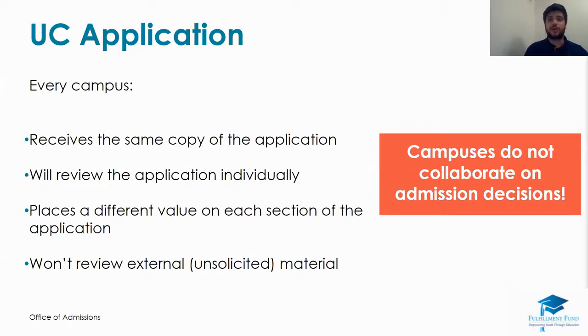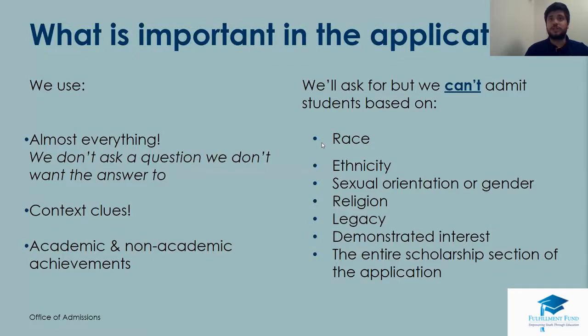And of course, when it comes to the application process, on the right-hand side are the things that we cannot use. As I mentioned earlier, here are the things that we do use, almost everything. We use context clues, and we use academic and non-academic achievements as part of this process. But with the things that we can't use, you can see them here on the right-hand side. So keep in mind that things like race, ethnicity, religion, legacy, as well as the entire scholarship section of the application, which we'll go over in several slides from now, are not used as part of our process to make an admissions decision.